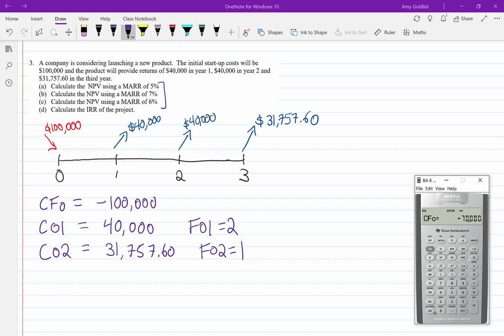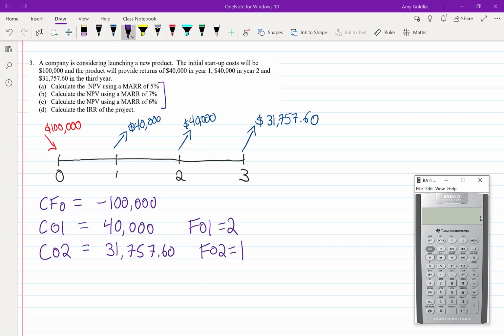And again, second cash flow, second clear. That should become like second nature. Second cash flow, second clear. So let's put in negative $100,000. Then I'm going to scroll down and put in $40,000. That happens 2 times. And then I finally get my salvage costs, what I do when I sell everything off, which is $31,757.6. Enter. And that only happens 1 time. I can clear out of that.